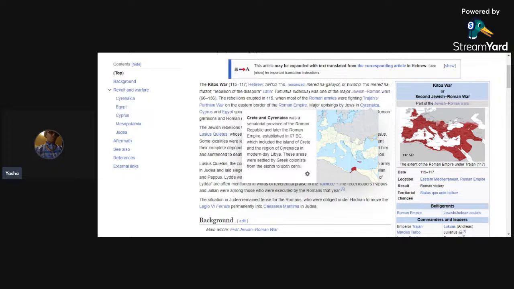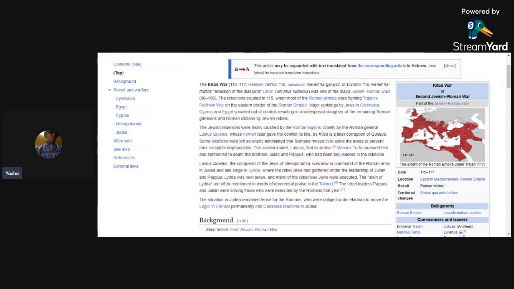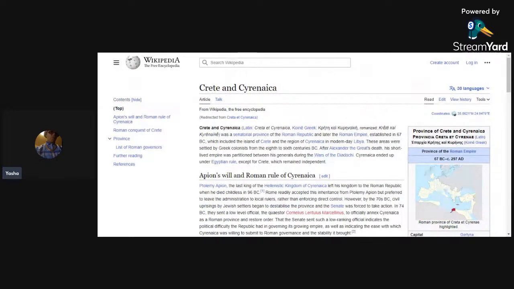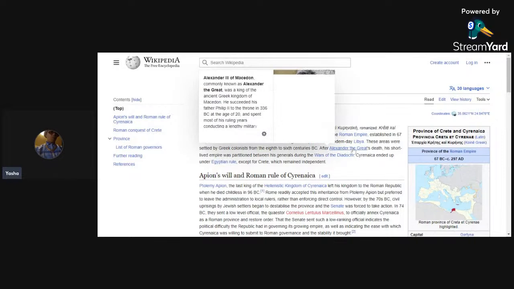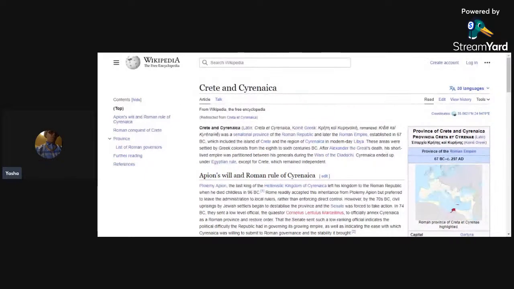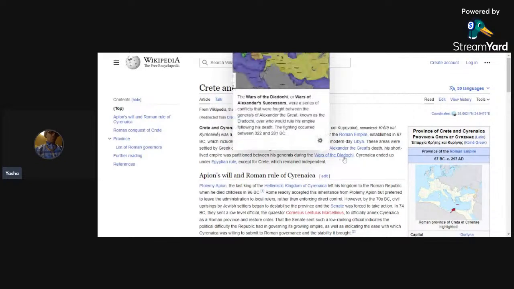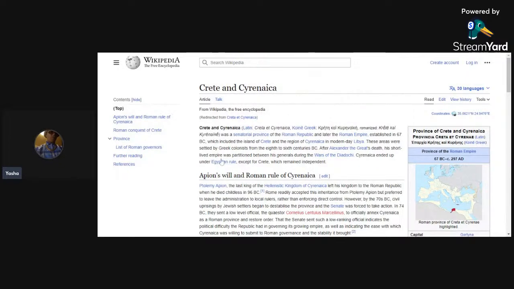Cyrenaica was a senatorial province of the Roman Republic and later the Roman Empire, established in 67 BC, which included the islands of Crete and the region of Cyrenaica in modern-day Libya. These areas were settled by Greek colonists from the 8th to the 6th century BCE. After Alexander the Great's death, his short-lived empire was partitioned between the generals during the War of the Diadochi. Cyrenaica ended up under Egyptian rule, except for Crete, which remained independent.